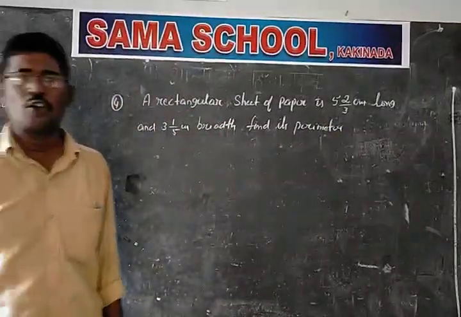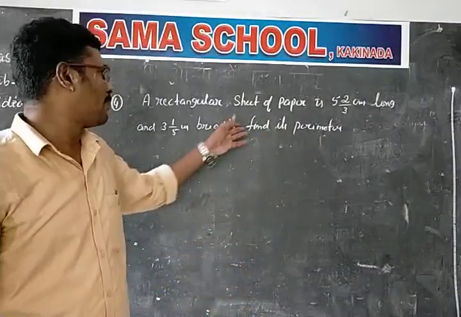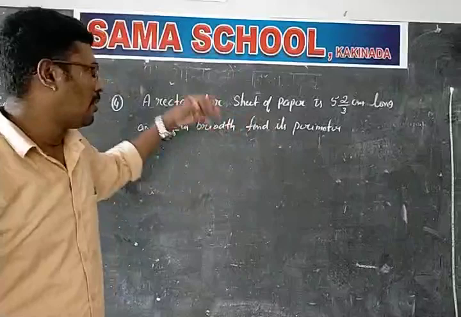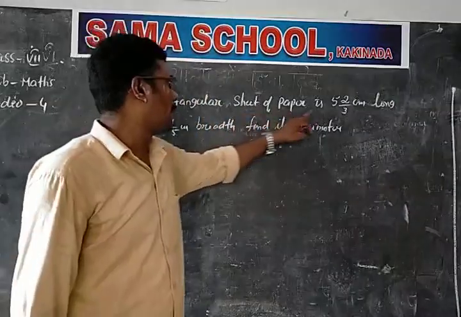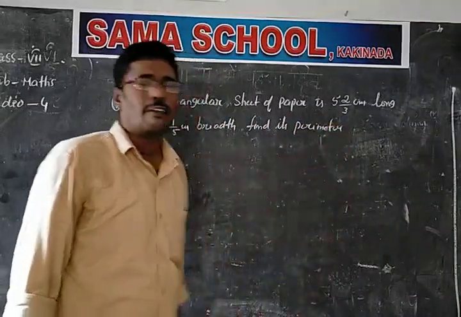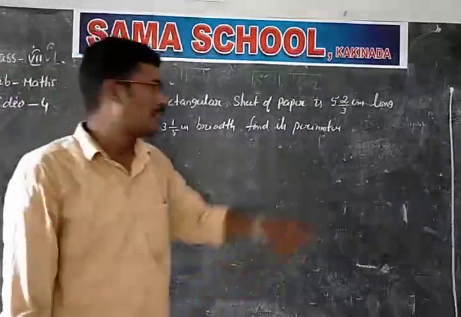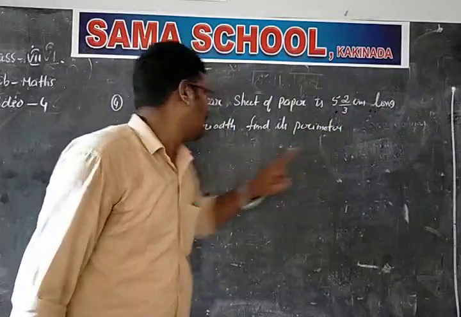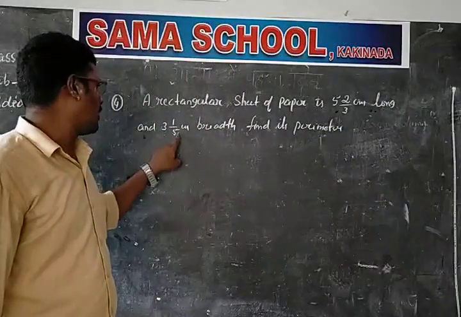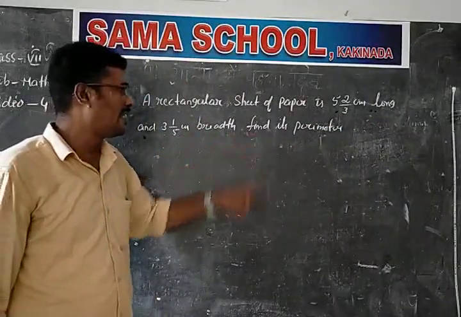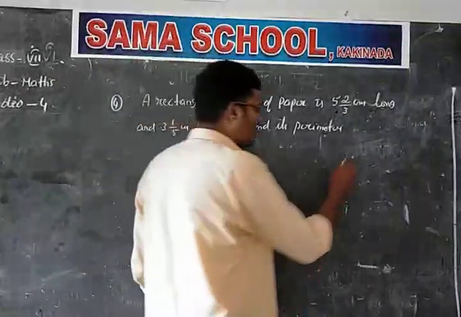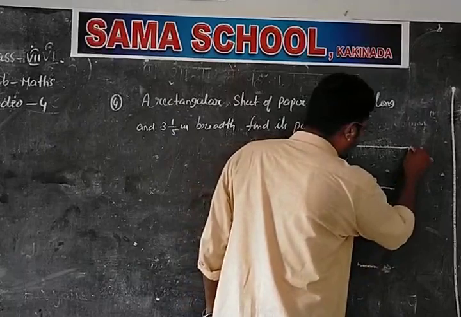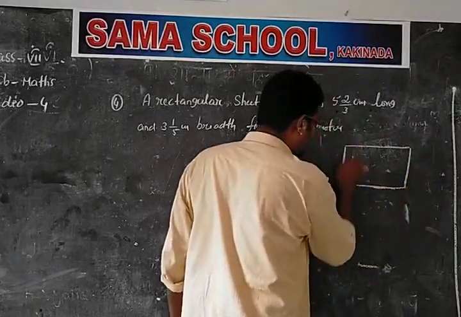Already we have learned about the perimeter of a rectangle in 6th class. Now, a rectangular sheet of paper is 5 2 by 3. What is the type of fraction? Mixed fraction. Long means length, and 3 1 by 5 centimeters is the breadth. Find its perimeter. Draw the figure. What is the type of figure? This is a rectangle.